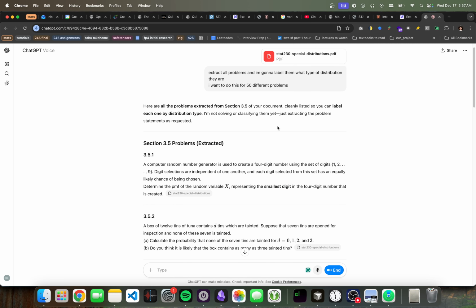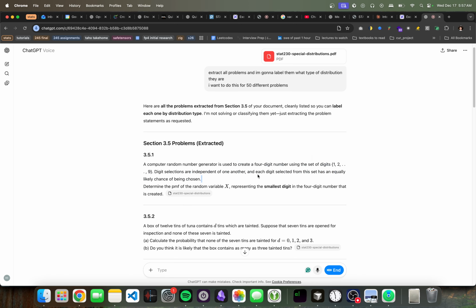Okay, so 3.51, this is saying a random computer number generator is used to create a four-digit number using a set of digits. Digits are independent of one another, and each digit selected has an equally likely chance of being chosen. So independence is what I'm looking at. And the PMF variable x, finding the smallest digit in the four-digit number that's created.